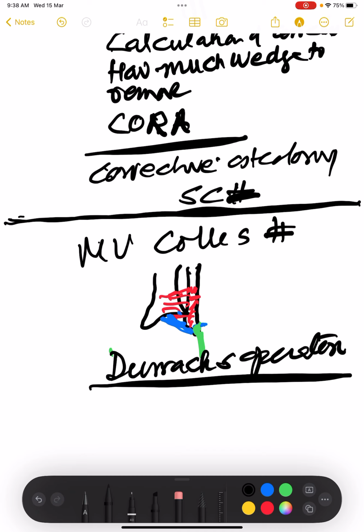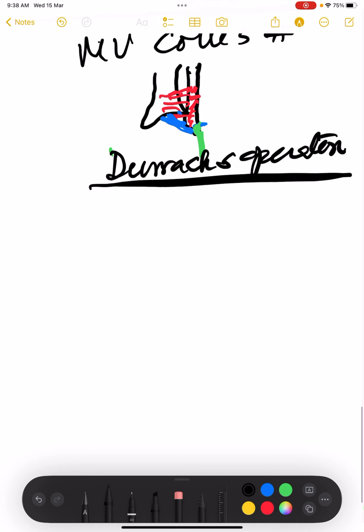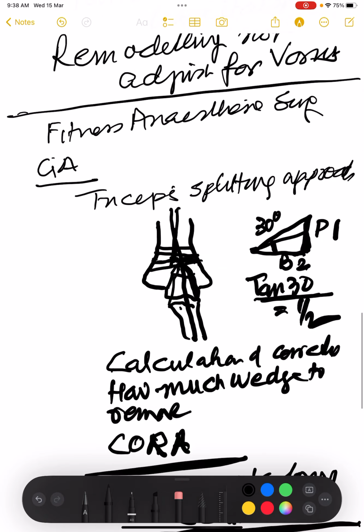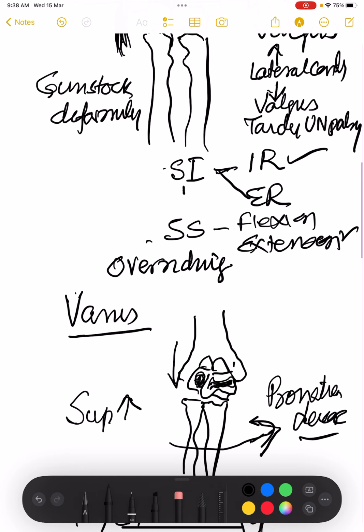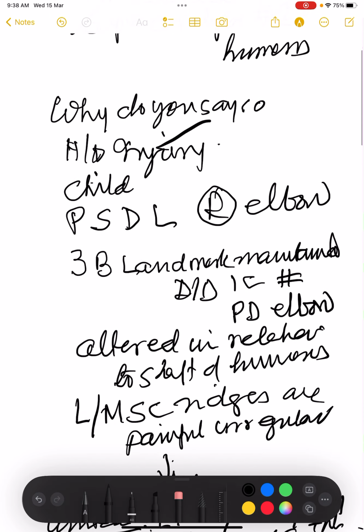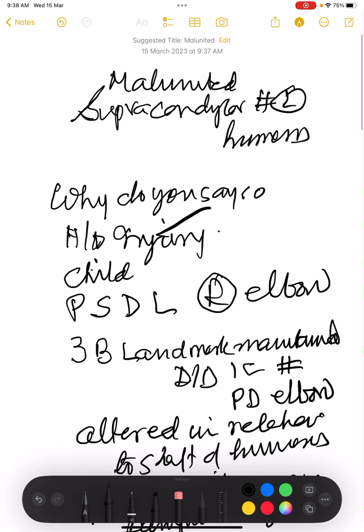Okay? So, this is in general about malunion. But the case that you get for malunion is a malunited supracondylar fracture. You have to defend why fracture, why united, why malunited. Is this clear?